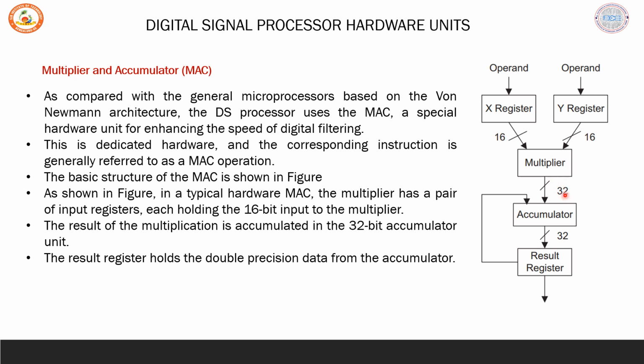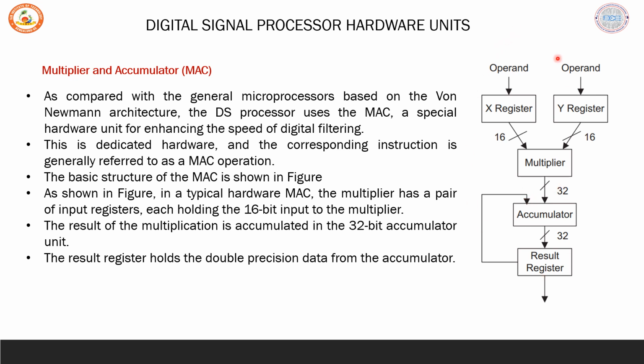Then this answer is provided to the block called the accumulator, where the operation of addition happens with the previous result. Whatever answer we had in the accumulator previously is passed on to the result register, from where it is fed back to the accumulator. So this block is responsible for adding the product generated from the multiplier to the previous value of the accumulator.